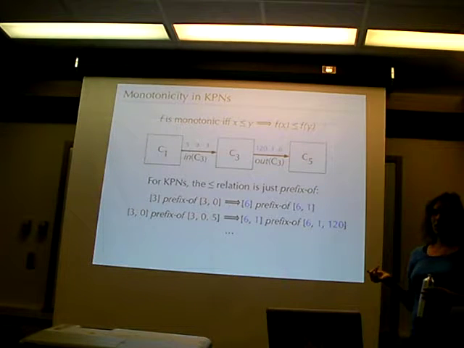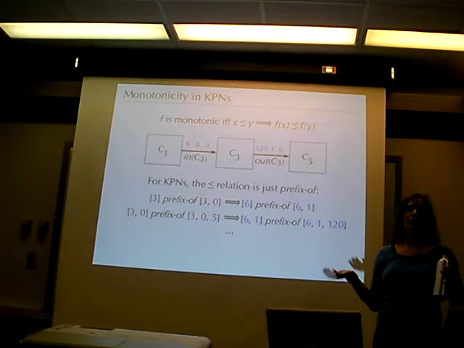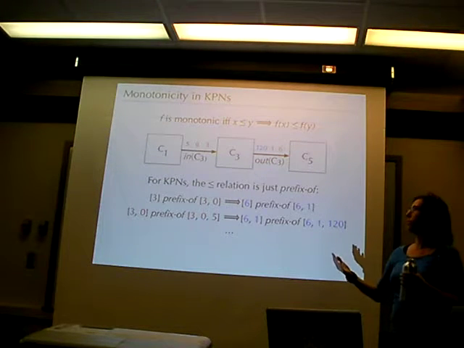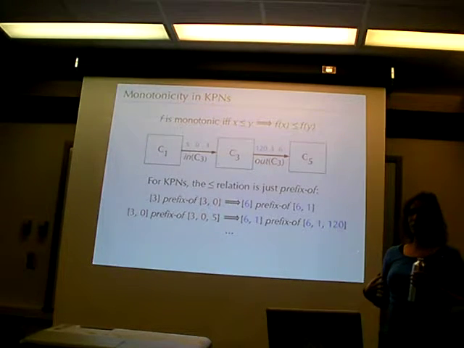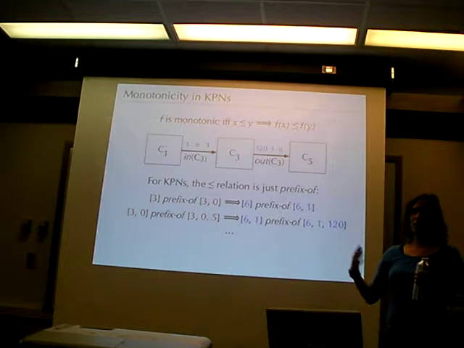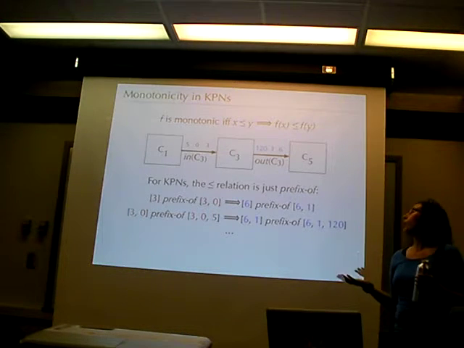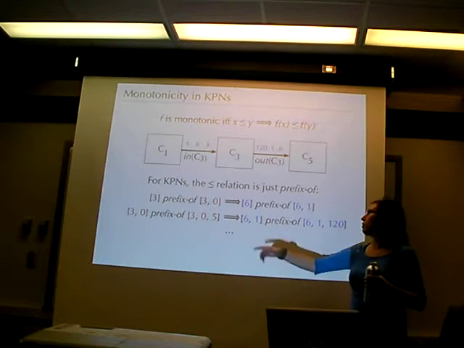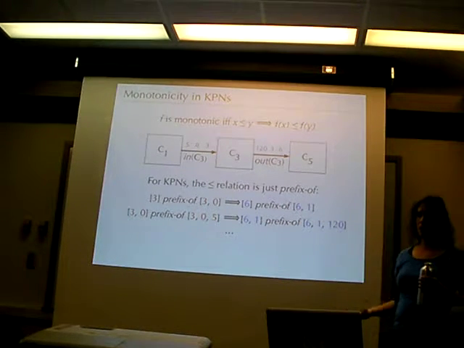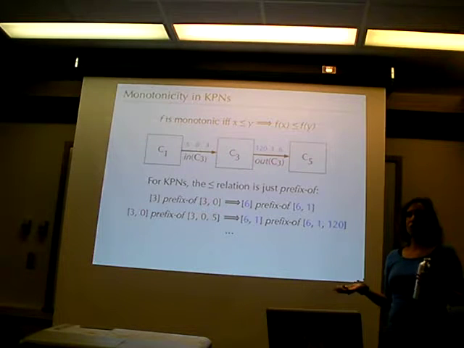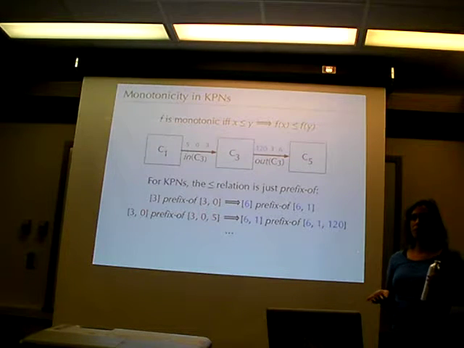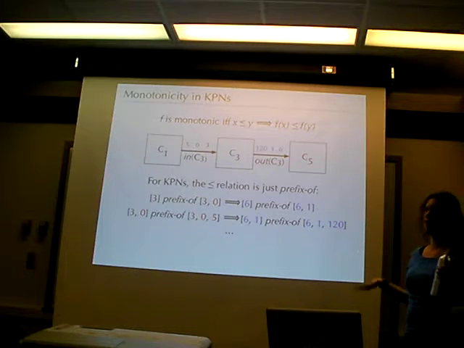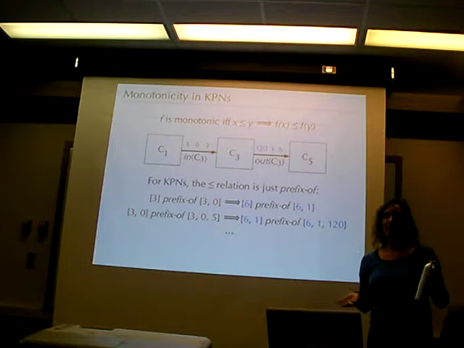So for instance, if you had the history 3, and that's just the history of a line that's just had 3 sent over it and nothing else, it is a prefix of the history 3, 0, which is one that's had 3 sent followed by 0. So what would the output of C3 be in each of those cases? Well, it would be 6 in the case of the 3, and 6, 1 in the case of 3, 0. And so running C3 preserved the prefix ordering. So the function being computed by C3, which is of course the factorial function, is in fact a monotonic function.